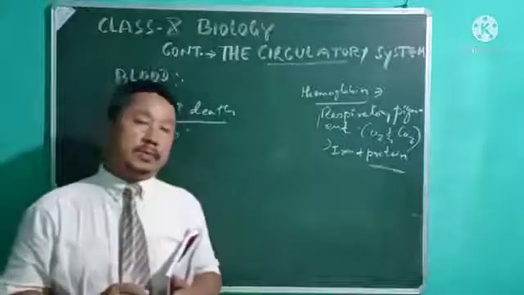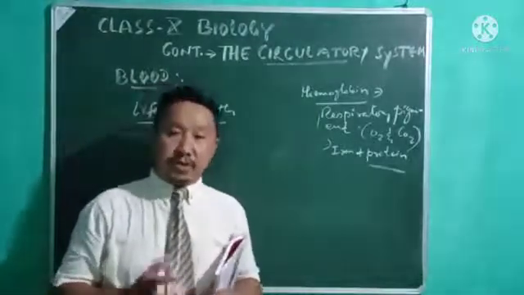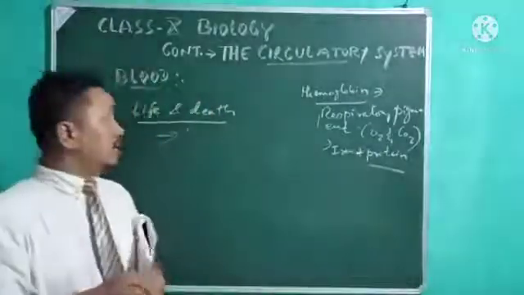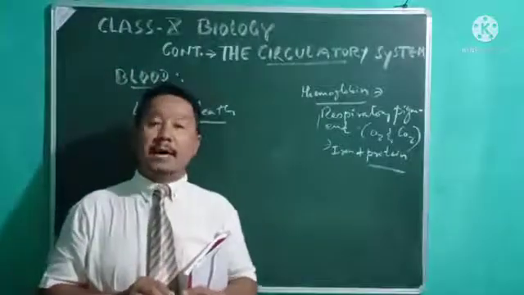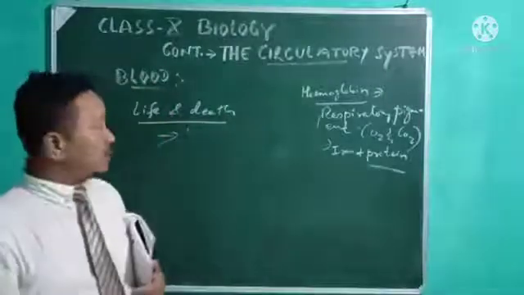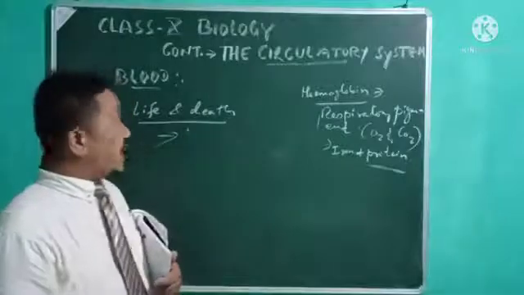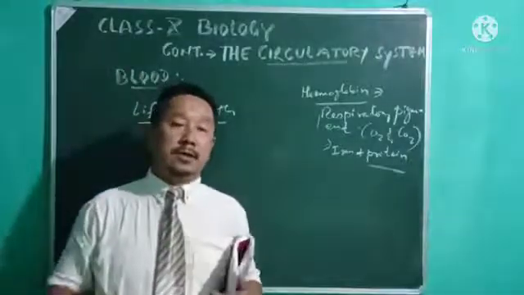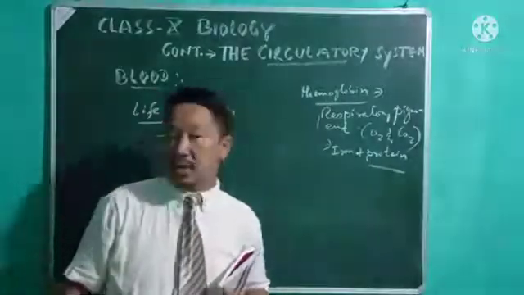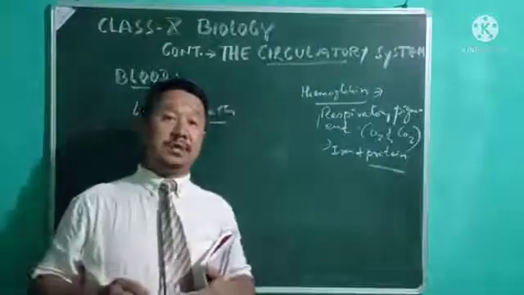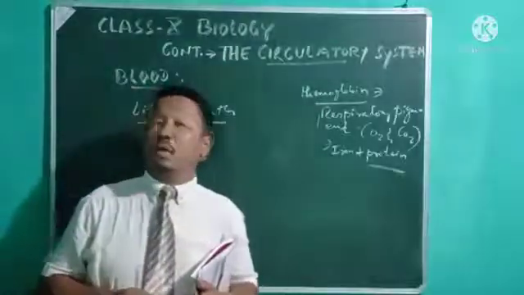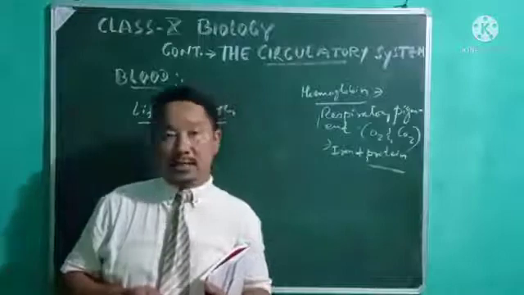But in an embryo, when a baby is developing or growing in the form of a fetus, at that time it is formed in the liver and also in the spleen. And up to the age of 5, the RBCs are formed in the bone marrow of all the bones. Bone marrow of what? All the bones. That you have to remember. But when you are an adult, RBCs are formed only in the bone marrow of long bones. That you have to remember.